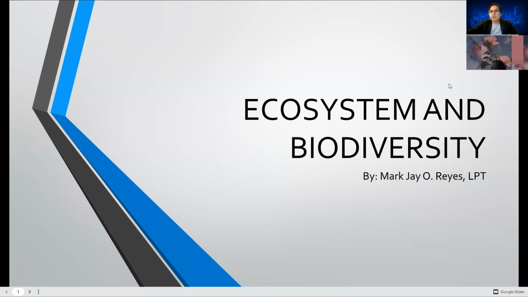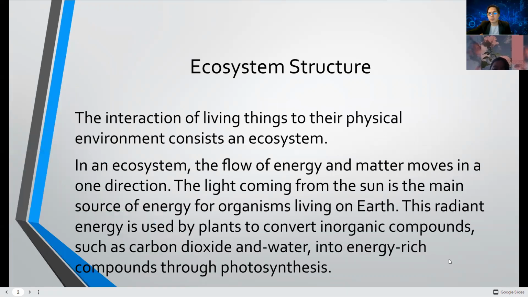Let's have now module 2, which is ecosystem and biodiversity, right? Let's take a look at what these ecosystems are and what biodiversity is for us. How biodiverse is our ecosystem, right? Let's move forward. Ecosystem structure, okay? The interaction of living things with their physical environment consists of an ecosystem. Okay? In an ecosystem, the flow of energy and matter moves in one direction, or unidirectional.